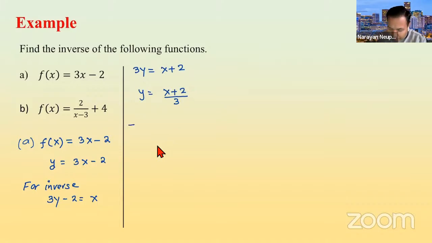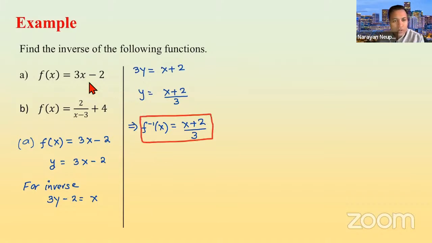So we write it like this. This implies f inverse of x is x plus 2 divided by 3. Once you find the inverse, make sure you write f inverse on the left-hand side. Your original function was f of x equal to 3x minus 2. So the inverse, f inverse of x, is equal to x plus 2 over 3. If you have any question on that, you can ask me now.